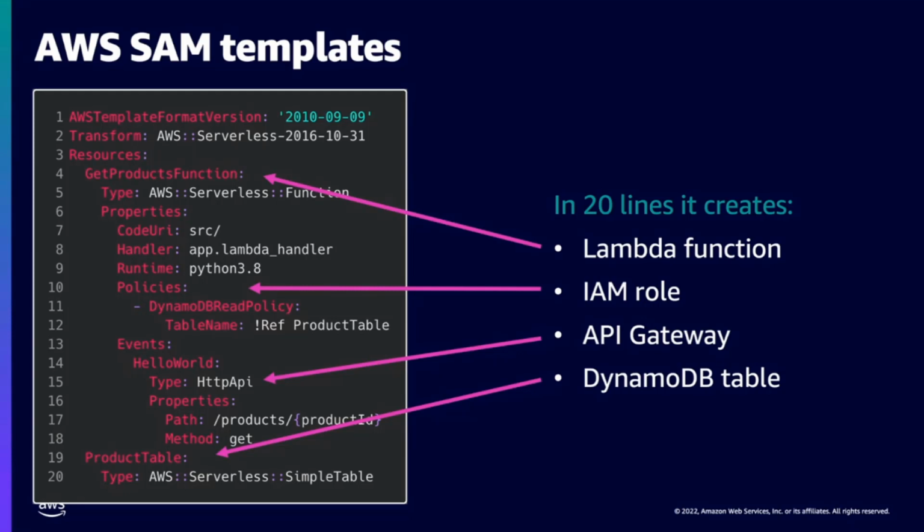We're also creating an API from API Gateway. So your event source for your Lambda function here is this HTTP API. And you can configure these templates to add any AWS resources and create your application, and you have a lot of flexibility to build exactly what you want.